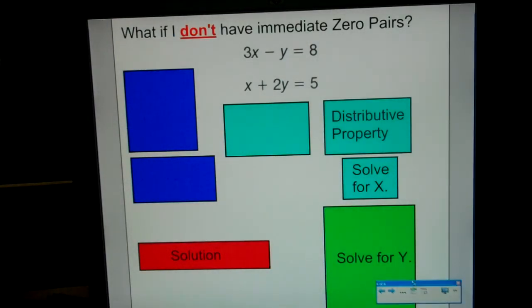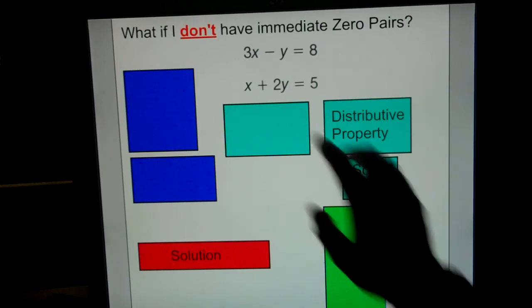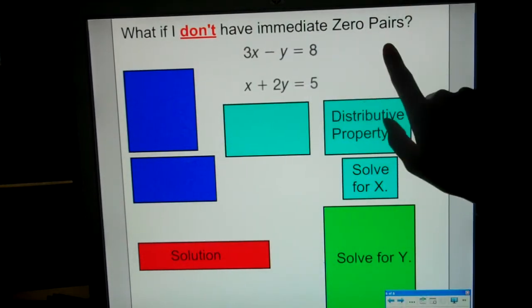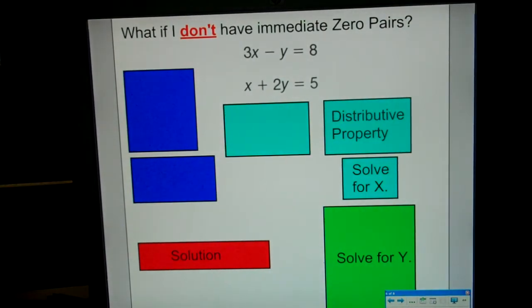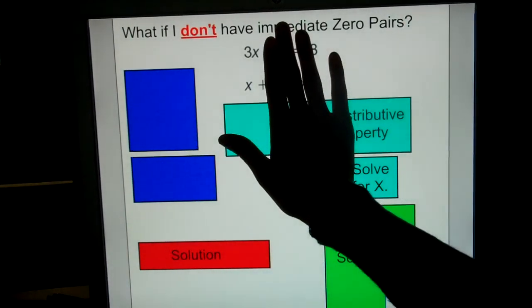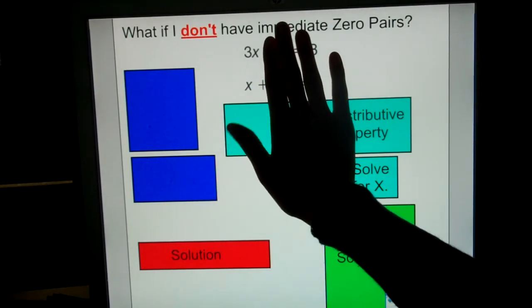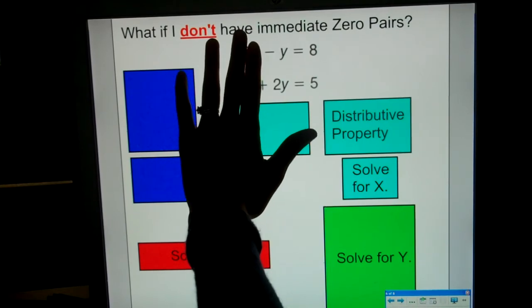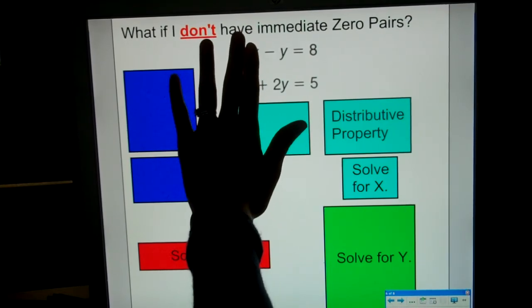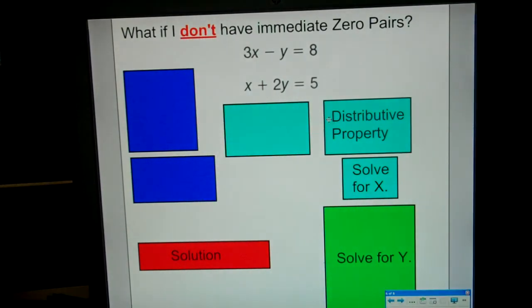Now, I knew you were going to ask this next question, so here it is. But what if I don't have immediate zero pairs? Look at that one. Write down those systems. Do you have any zero pairs? Anything that's going to cancel right away? Nope. I got 3x and 1x. That's going to give me 4x. That's not going to go away. What about my y's? I have negative y and a positive 2y. Nope. That's going to end up with still 1y. That's not going to be beneficial.